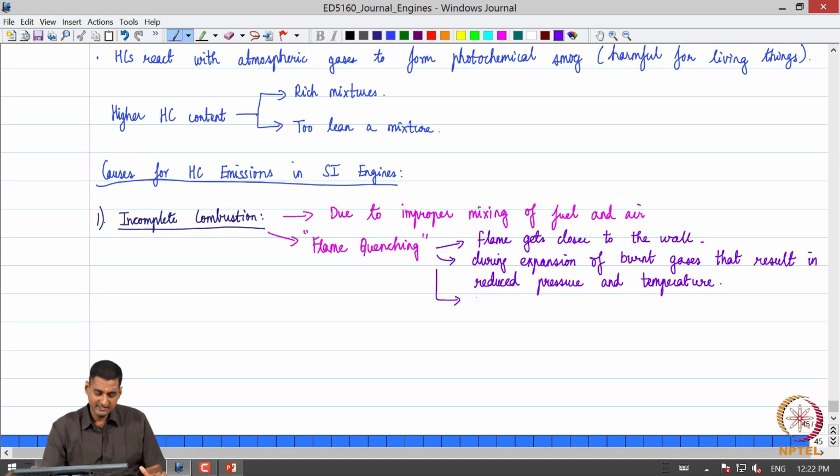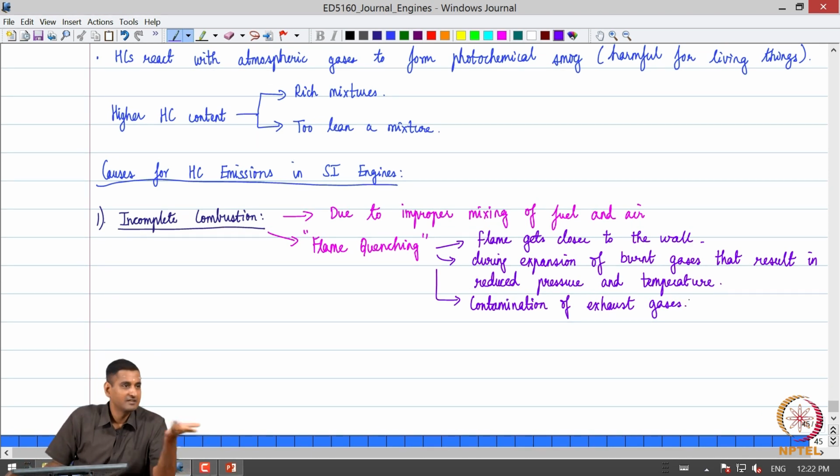And another potential reason is contamination with exhaust gases. Typically there may be exhaust gases that mix with the fresh charge. A part of the exhaust gases may also remain in the cylinder from the previous cycle, and where the concentration of these exhaust gases is high, the flame may get quenched, because it may not have enough fresh oxygen to carry out the combustion process. The fuel-air mixture may not be combustible. So incomplete combustion predominantly happens due to these reasons, and that increases the level of hydrocarbons in the exhaust.